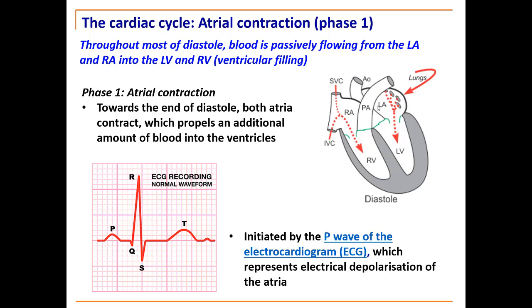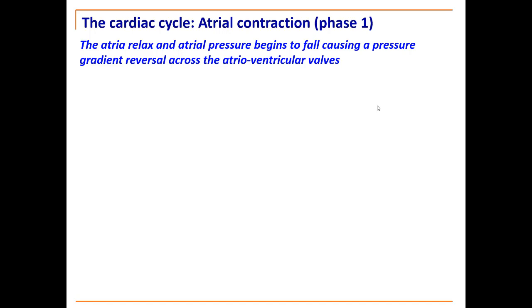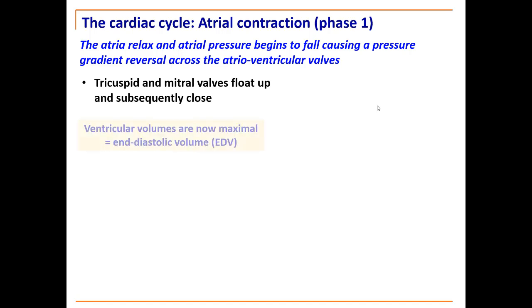So this is this first phase, the atrial filling, the atrial contraction. So remember, the atria relax. At this point, the atria will now start to relax, and the atrial pressure begins to fall, causing a gradient reversal across those atrioventricular valves. The tricuspid and mitral valves float upwards, and they subsequently go on to close. And the ventricular volumes are now maximum, and that is your end diastolic volume, because you're at the end of diastole.